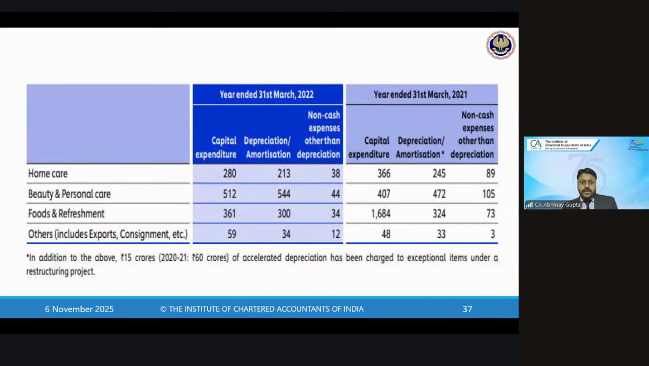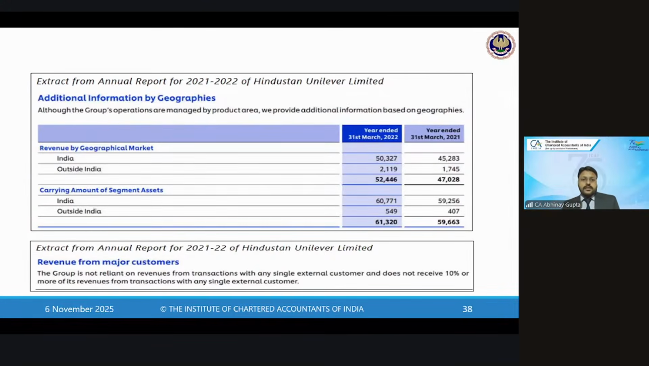Then whatever the capital expenditure, depreciation and amortization, or other non-cash expense the company has incurred for these 3 segments during the year, those need to be presented here in detail, like this table, and then comparative previous year numbers, right? Then geographical locations as well, where the company is operating. So it will present revenue by geographical market, India and outside India, and carrying amount of segment assets, India and outside India. So these are the revenue numbers and these are the assets, right?